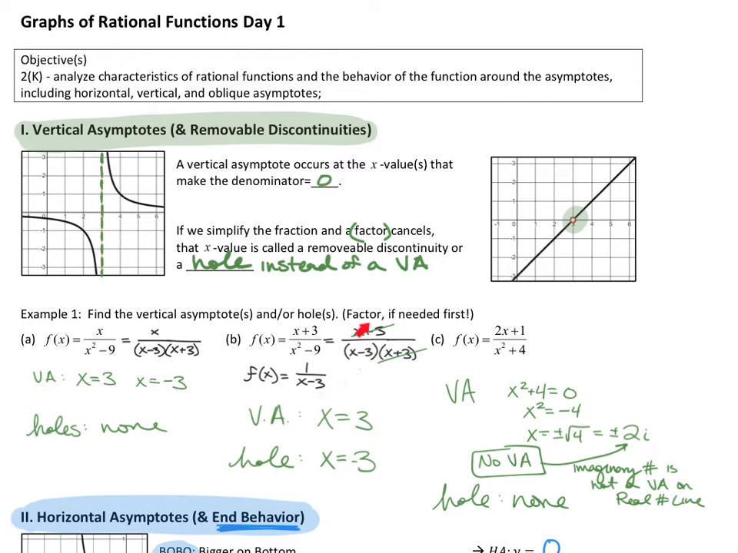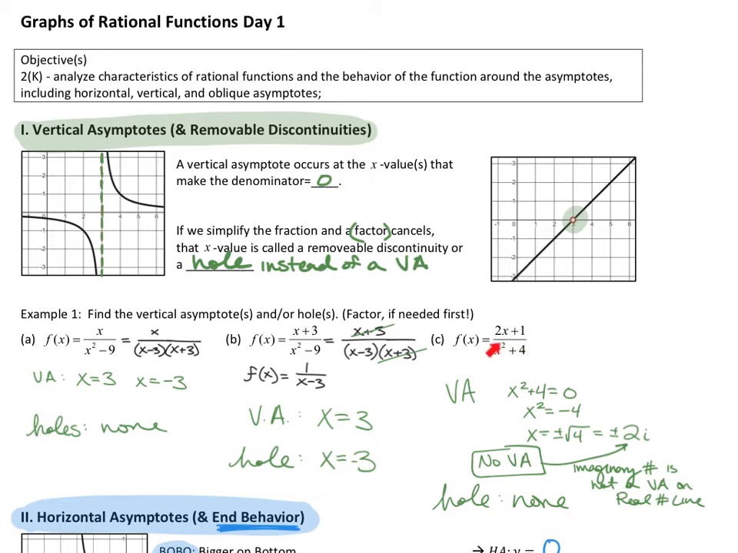Again, for B, we're going to factor first. We have the difference of 2 squares again, but this time, these 2 factors cancel out, which means we have a hole at that particular 0, which is x equal to negative 3. There's going to be a hole in my graph just there. But once we factor and cross out the things that cancel, we're still left with f of x equal to 1 over x minus 3. So my denominator, I still make it equal to 0 and solve. My vertical asymptote would be at x equal to 3.